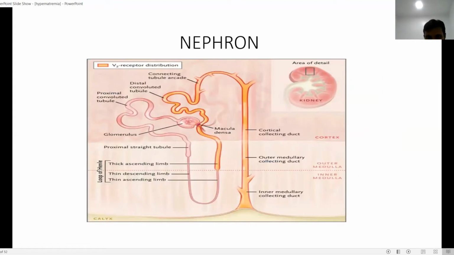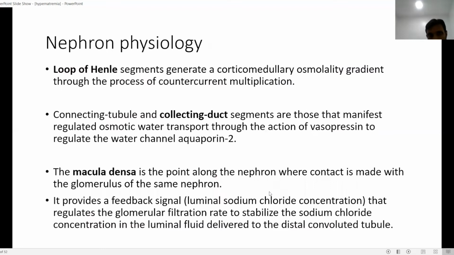Coming to the nephron, it is the important site of action of all the receptors and all the regulation of water and sodium balance. We know it consists of glomerulus, proximal convoluted tubules, proximal straight tubules, thin descending limb of loop of Henle, thick ascending limb of loop of Henle, then macula densa, distal convoluted tubules, connecting ducts, and collecting ducts that consist of cortical and outer medullary, inner medullary collecting ducts.